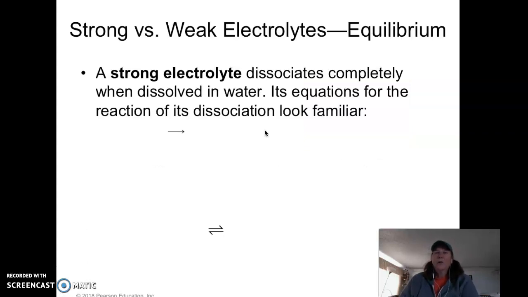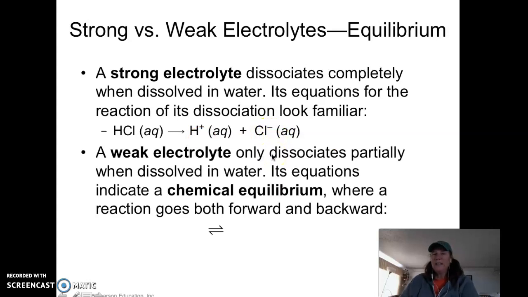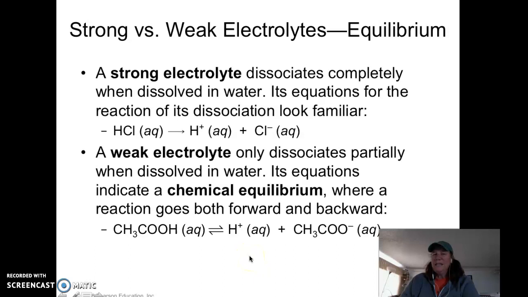All right, so when you're looking at your strong and weak electrolytes, a strong electrolyte disassociates completely. In other words, it completely breaks down into its little ions when dissolved in water. This would be an example: HCl is hydrochloric acid, and it becomes hydrogen ions and chlorine ions. For a weak electrolyte, a lot of times you'll see the difference here. I only have the arrow. It means it just goes this way. It disassociates to these guys.